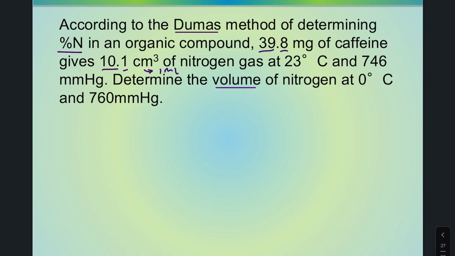So we have 10.1 milliliters, or cm3, of nitrogen gas at 23 degrees Celsius and 746 millimeters of mercury, and we want to determine the volume of nitrogen at 0 degrees. We will start by writing out all of the different information we have. Actually, since the slides are already up, this is not a question that I wrote. I wrote the next one. But go ahead and try it out yourself. See if you can figure out exactly how to do this. And don't forget that you need to convert your temperatures into Kelvin before you use them.